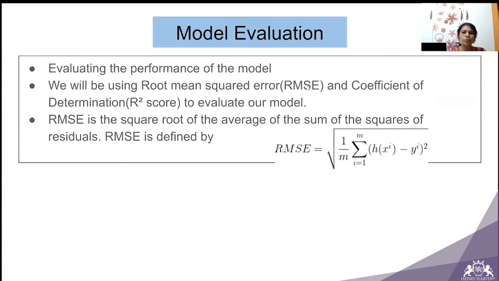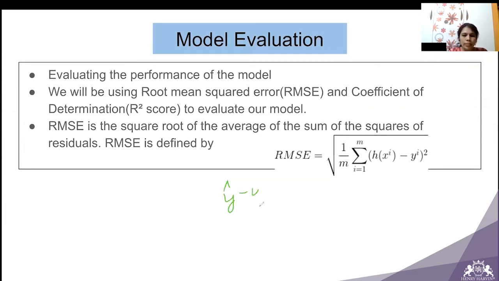So what is the meaning of root mean square error? I told you about residuals. Residual means (y hat minus y) the whole square. Root mean square error means summation i equal to 1 to n, 1 by n, of the residuals, and this is basically the square root of it. Root mean square error. So this is a metric to understand the performance of the model.